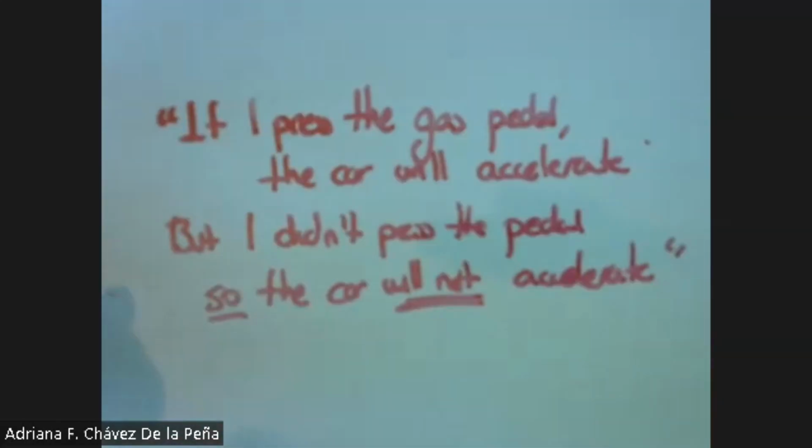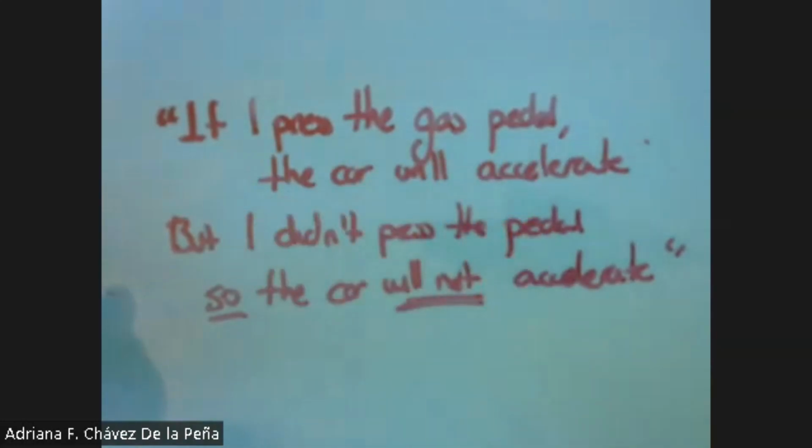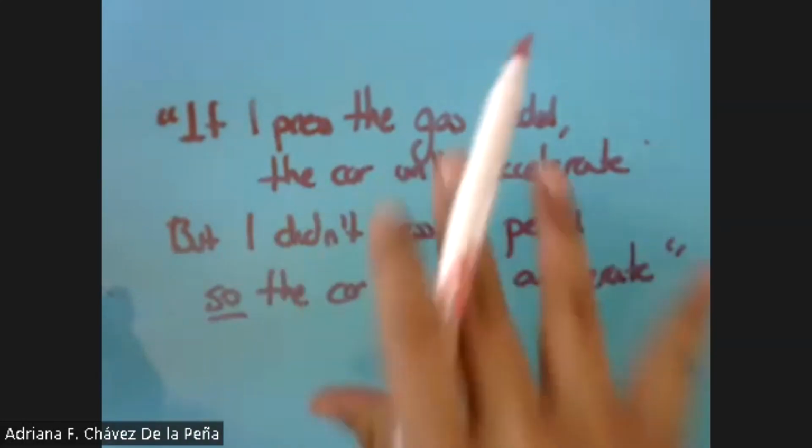So the first argument for which we have to evaluate the validity is the following one. If I press the gas pedal, the car will accelerate, but I didn't press the pedal, therefore I conclude that the car will not accelerate. So to judge whether or not this is a valid argument, we're going to have to abstract its core components. So here we're going to forget about the exact content of each sentence. We are simply going to break down the structure.